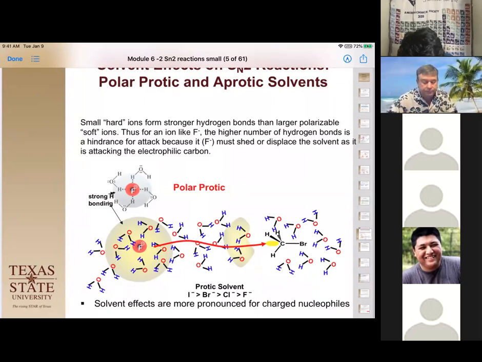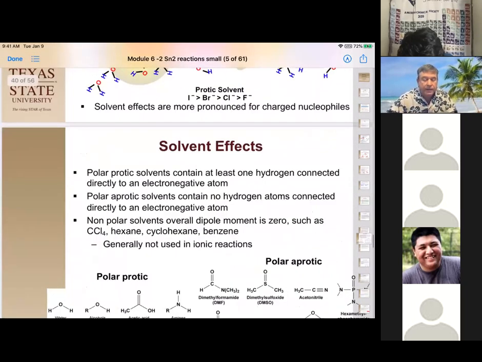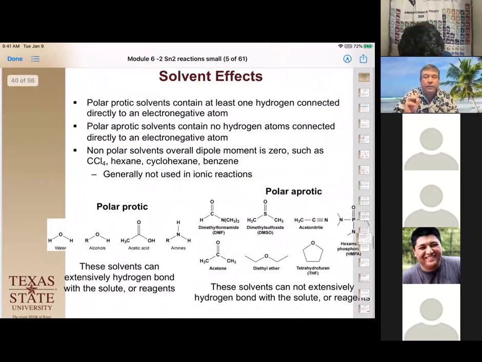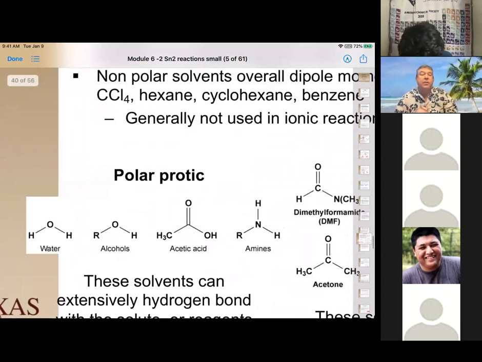So if we had it in a different solvent that didn't hydrogen bond, we might change the nucleophilicity of that series. Okay. So let's talk about what these different solvents are. And like I said before, protic solvents are things that have hydrogens that can hydrogen bond. And I've mentioned all these already.